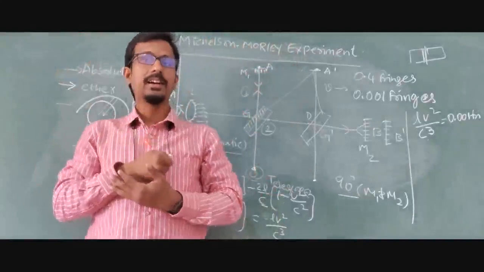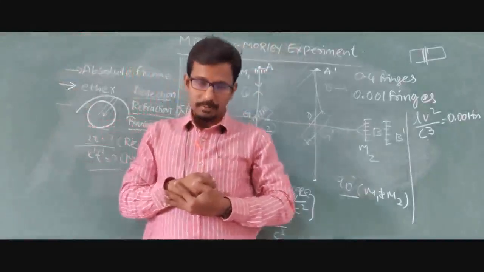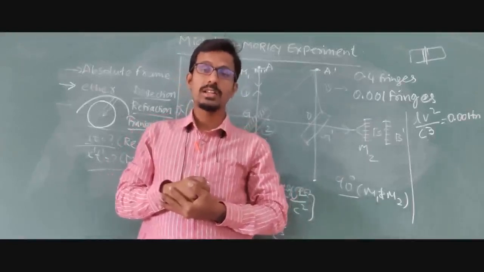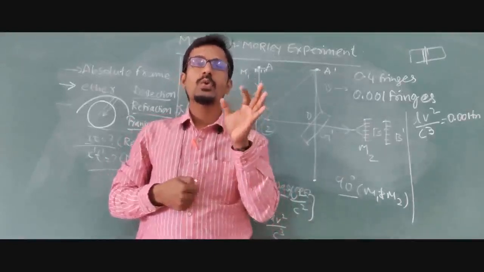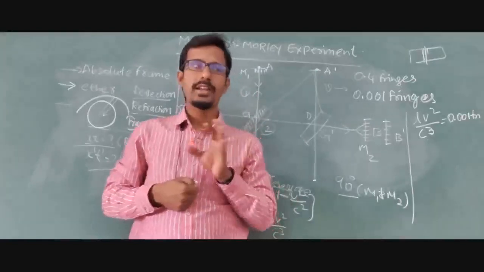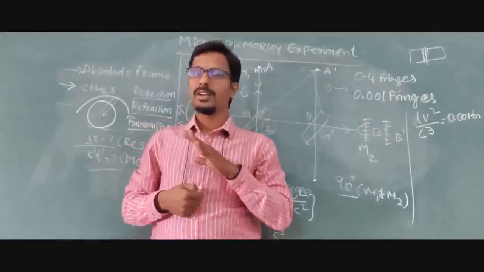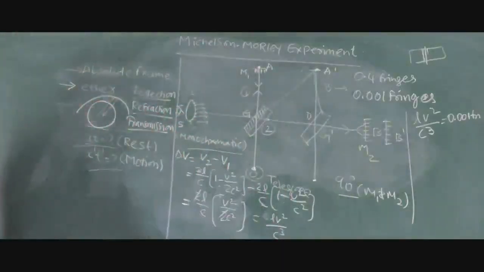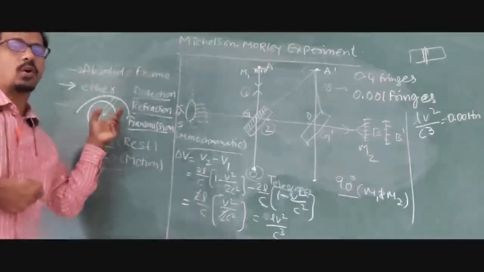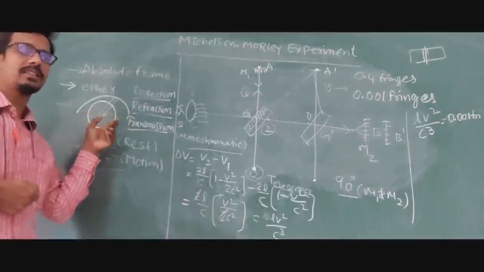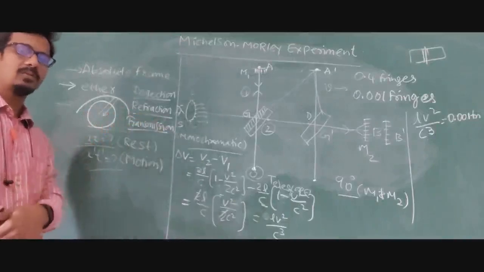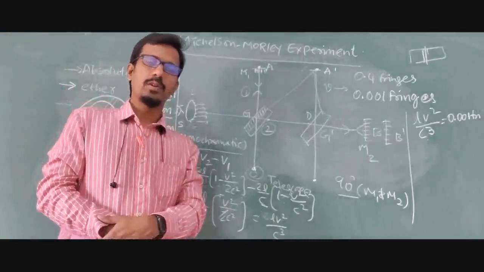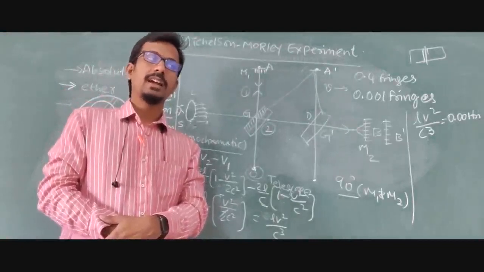Means here the negative results have proved, negative results have come to the conclusion that the velocity of light is constant. It does not depend on any inertial frame of reference. They don't have any absolute frame of reference, meaning ether is not there. Because if ether is there, we should get the exact value. We should get 0.4 because the light should get a difference.